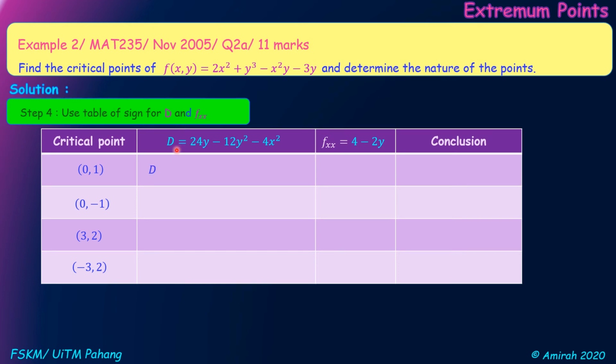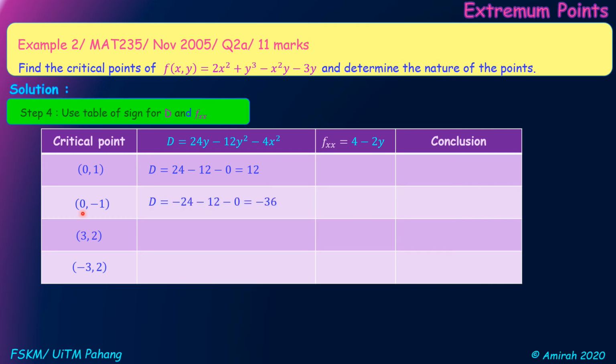Then we can find D. So we replace x equals 0 here and y equals 1 here and here. So we get 24 times 1 equals 24, minus 12 times 1 equals 12, minus 4 times 0 equals 0. So after we simplify, we get 24 minus 12 minus 0 equals 12.